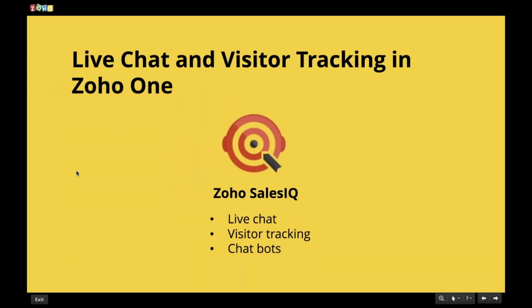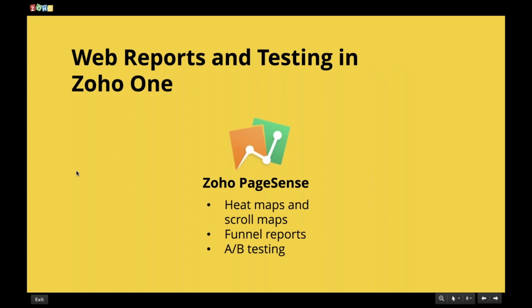So again, that's an example of how we can use Zoho tools to actively engage with people on our website. Now, the next piece of this is, how do we use Zoho tools to give us reports and to help us test our website to make it even better? And for that, we're going to use Zoho PageSense. PageSense is something that's going to be really helpful for doing a whole bunch of really cool things.